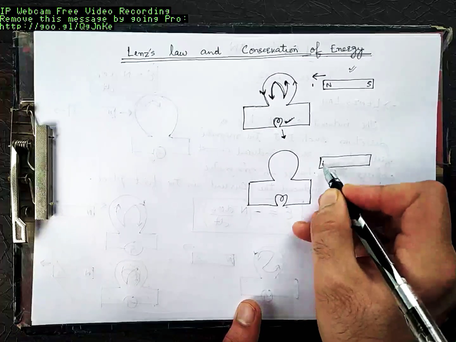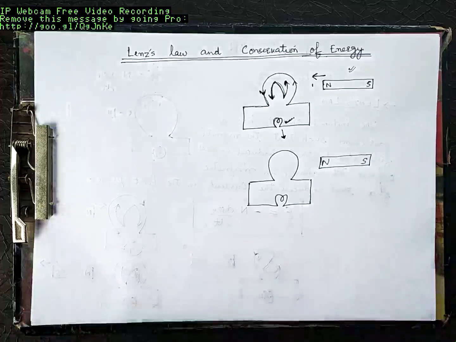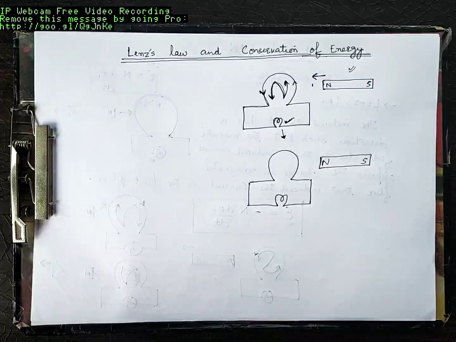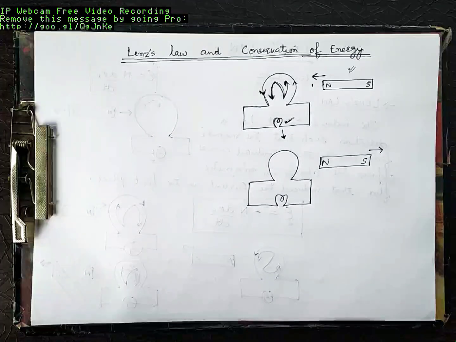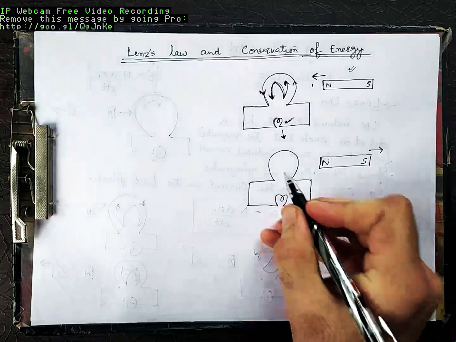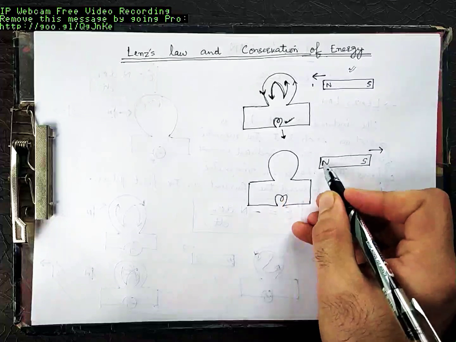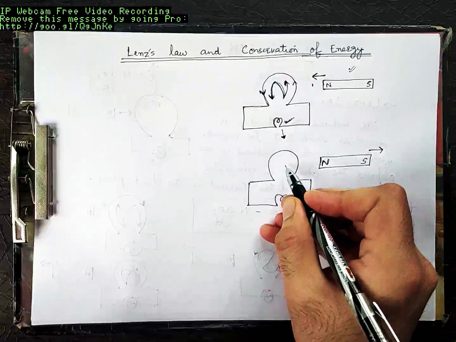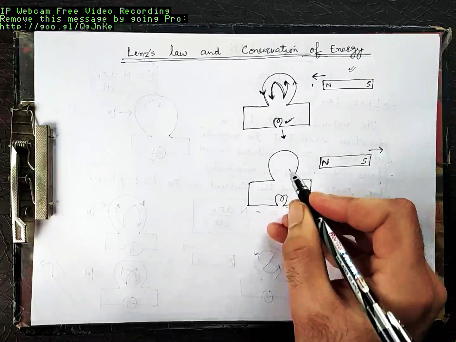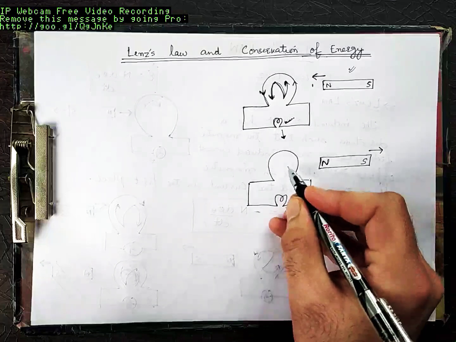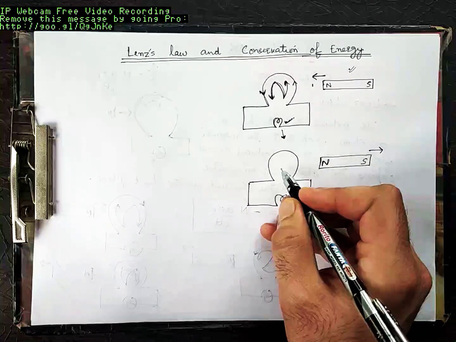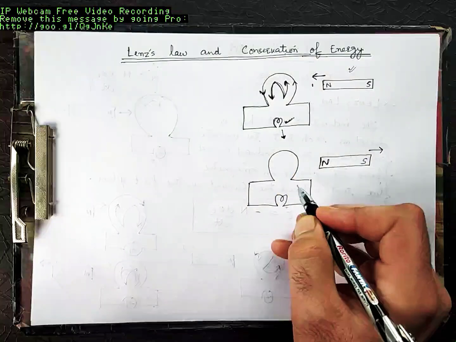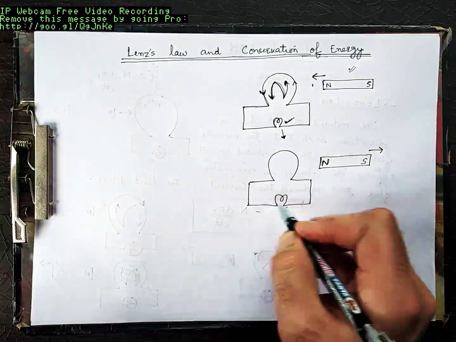Same north pole, same south pole. If I pull this magnet away from the coil, flux through the coil decreases. When flux through the coil decreases, that is, there is a change in flux, there is d phi by dt. When there is d phi by dt, induced voltage will be induced over here. When voltage is induced, that will produce a current over here. That current will flow through the bulb and this bulb will glow.